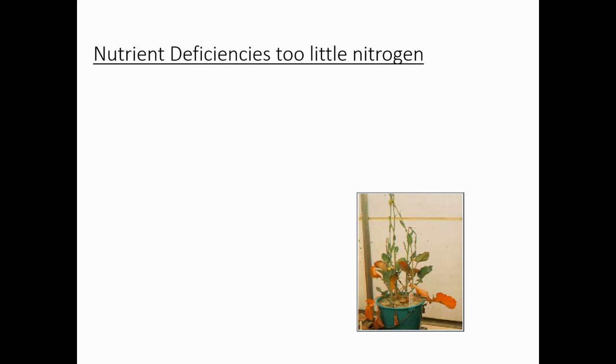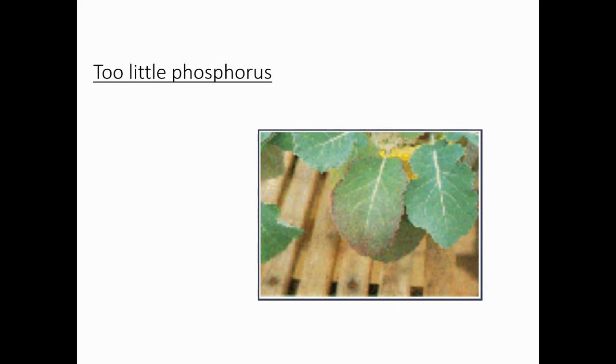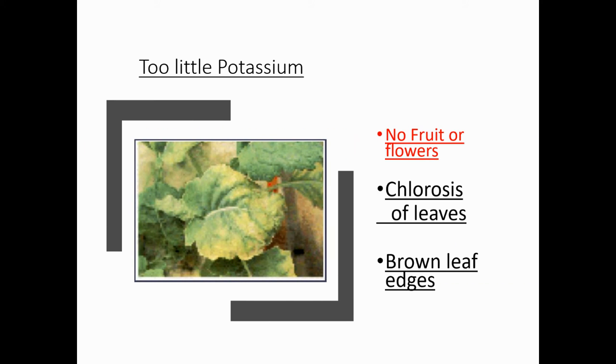So too little nitrogen can cause chlorosis. Too little phosphorus, you can get purple edges on your leaves. Too little potassium, no fruit or flowers, chlorosis, brown leaf edges.